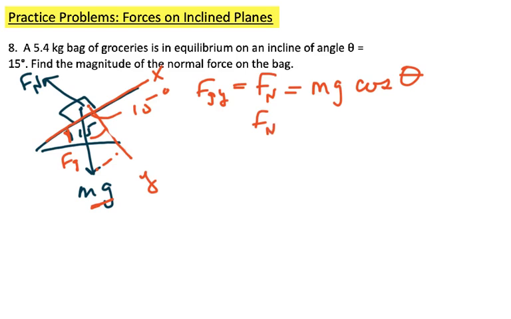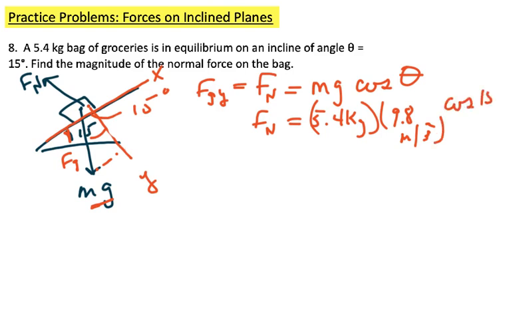So the normal force, what we're solving for, is equal to the mass, which was 5.4 kilograms, times gravitational constant, 9.8 meters per second squared, times cosine of 15. So you do the math and you end up with that it is equal to 51.1 newtons is what the normal force is.